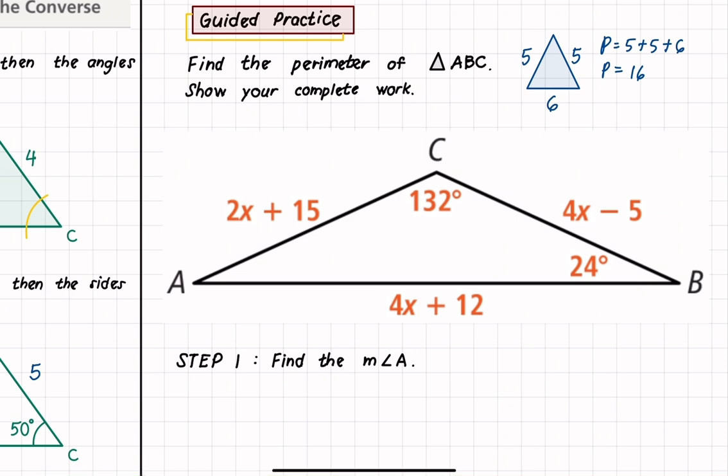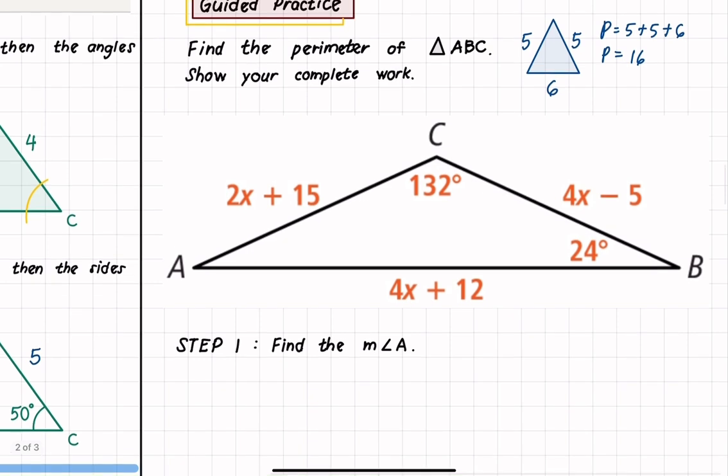So first class, we have step 1, we have to determine which sides are congruent so that we can create an equation. So here in step 1, we have to find the measure of angle A because we need to know this first. Okay? So here you can find the measure of angle A by what class? Okay, remember that the sum of the interior angles of a triangle is equal to 180, and we have 132 and 24. How are we going to get the missing angle?